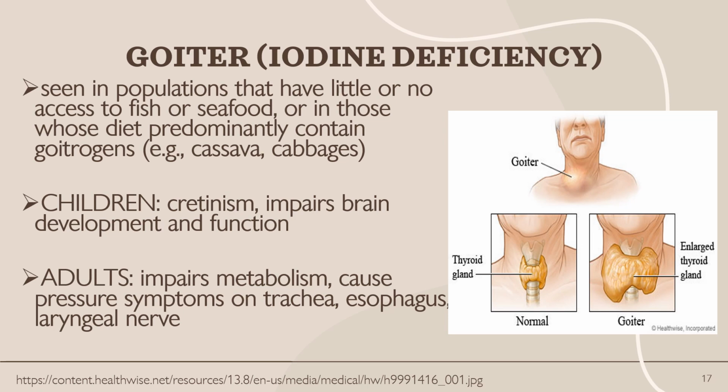Okay? How does it present? For children, it presents as cretinism, and it can result in impaired brain development and function, whereas in adults, it impairs metabolic processes, and if it's severely enlarged, it could also have pressure symptoms on your trachea, esophagus, and laryngeal nerve.